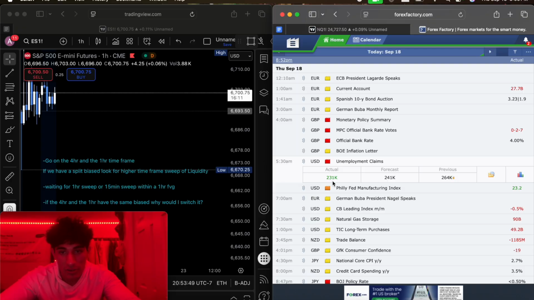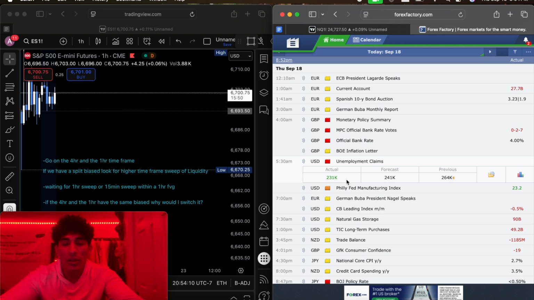So actual 231, 241. Less than forecast, that's less than forecast. Bearish for S&P 500, right? Because it's good for the currency. That's how I use news going into my day, trying to find my bias as well.